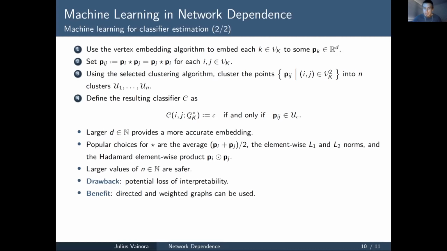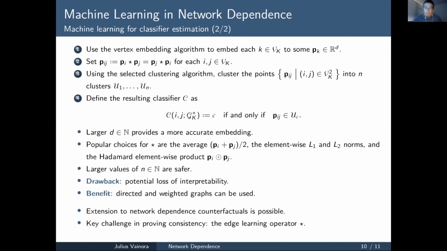Now, the benefit is that in this way, we are able, in most cases, to use directed and weighted graphs, because the embedding algorithms are typically able to handle those. Then this procedure also could be extended to network dependence counterfactuals, meaning to measure those counterfactual covariances with the data-driven classifier. Then the key challenge in proving consistency is about this edge learning operator again, particularly if I want to prove consistency with the Hadamard product. So that creates some challenges.